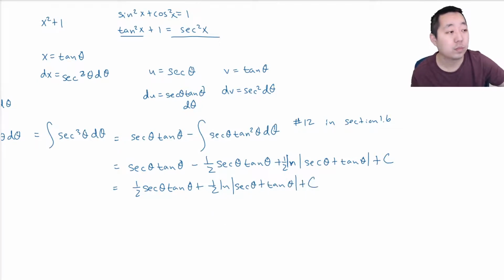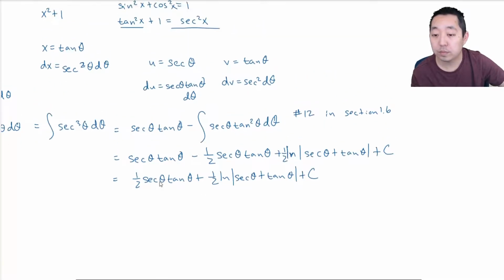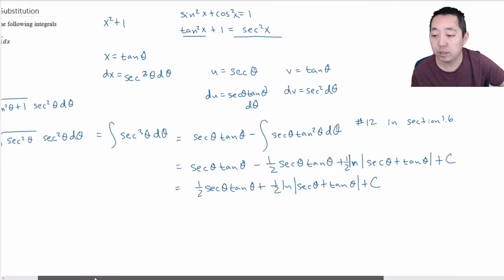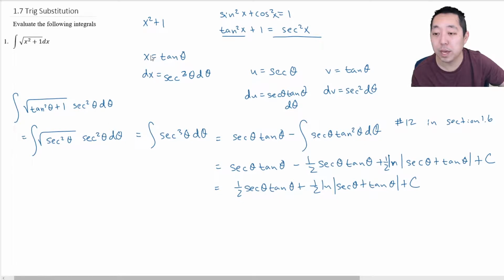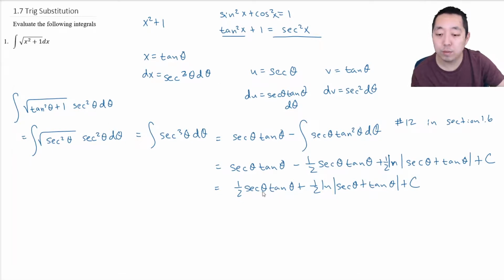Okay, so we're not done. We've finished computing the integral, but we have to convert it back into x. Everywhere there's a tan theta, it's replaced with x. So this is x here, and this is x. But how do I handle the secant theta?